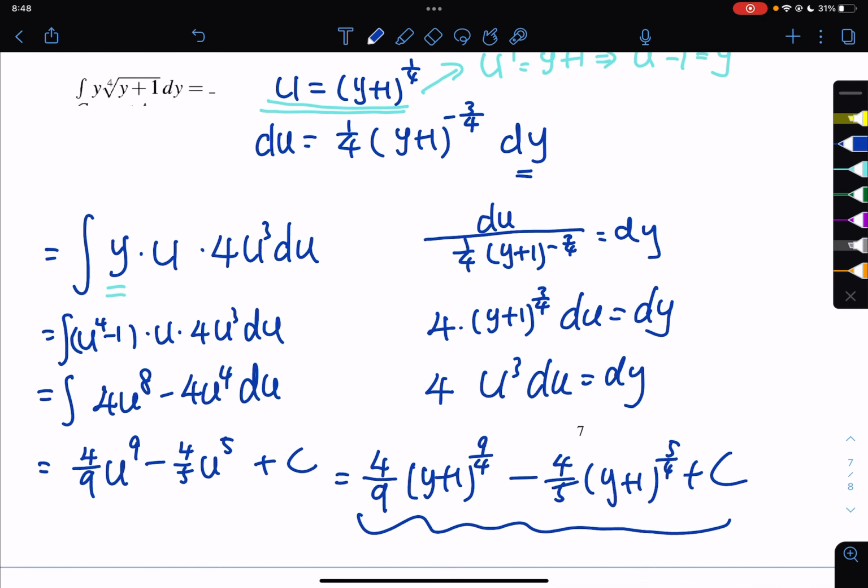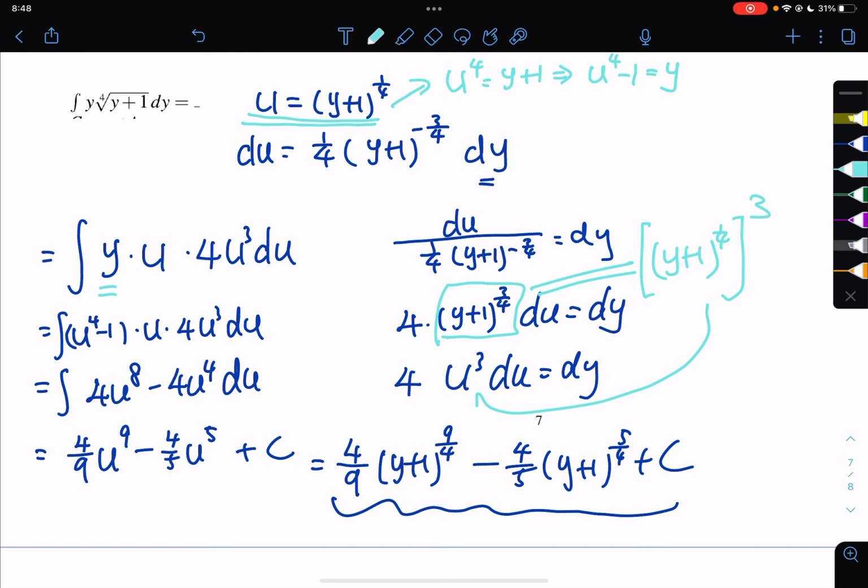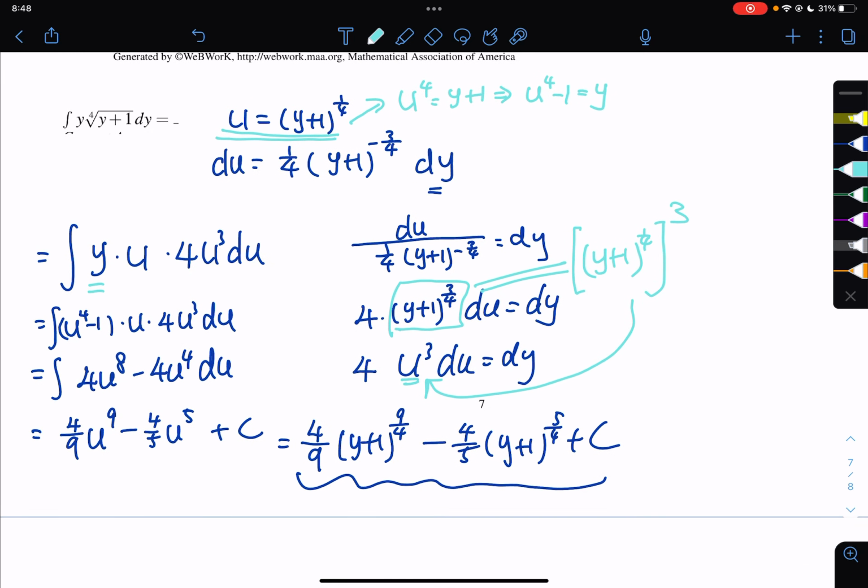So this is one way to set up the calculation, and clearly both methods work. I do want to comment that this expression is equivalent to y plus 1 to the power of 1/4 cubed, therefore it's the same. So I did have two different ways to solve this problem, and they should be giving you the same final answer.